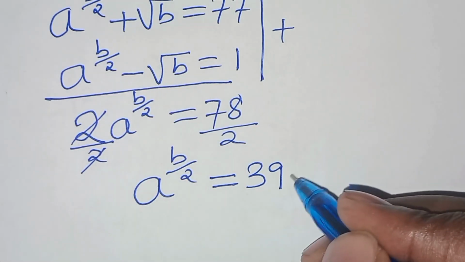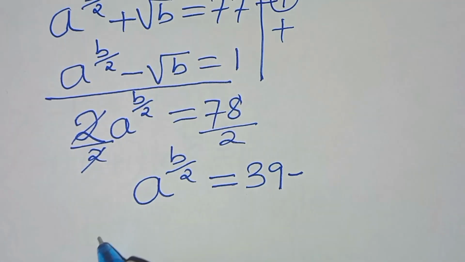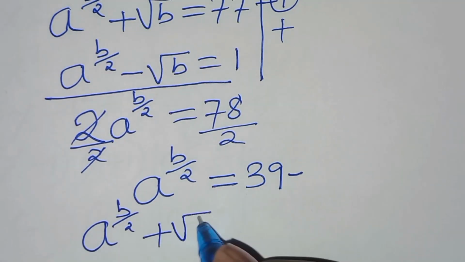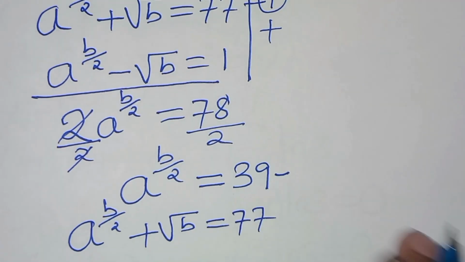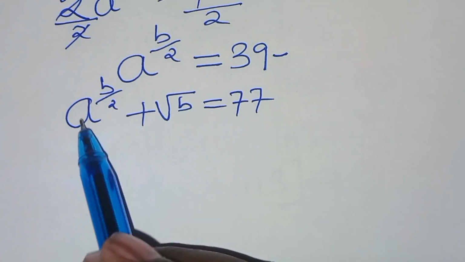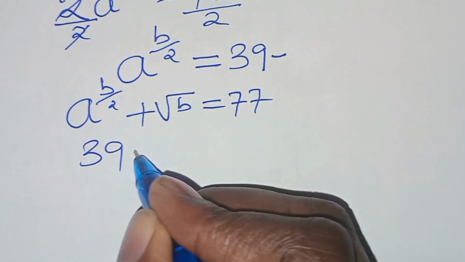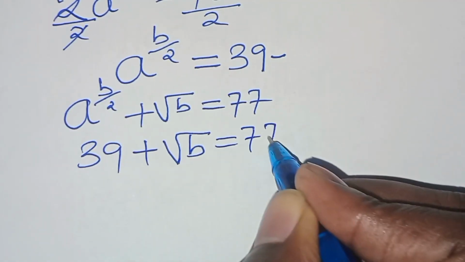So let's substitute this into equation 1 here. So equation 1, we have a to power b over 2 plus square root of b, this is equal to 77. So substituting a to power b over 2, which is 39, we'll have 39 plus square root of b, this is equal to 77.